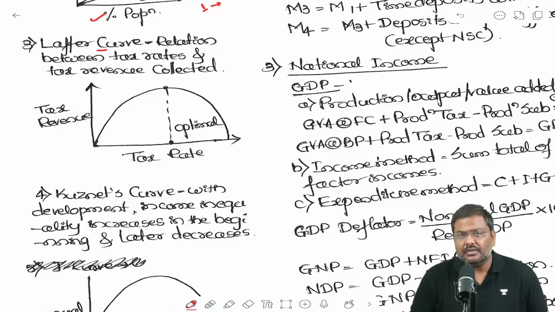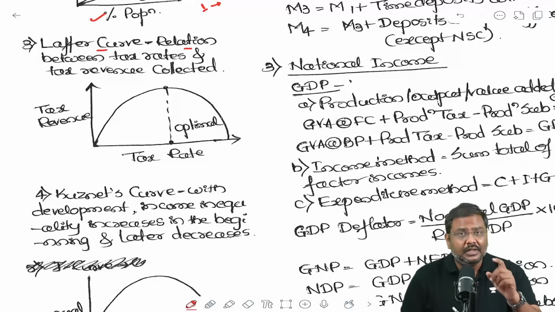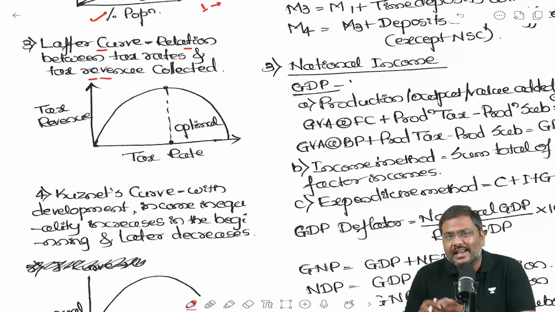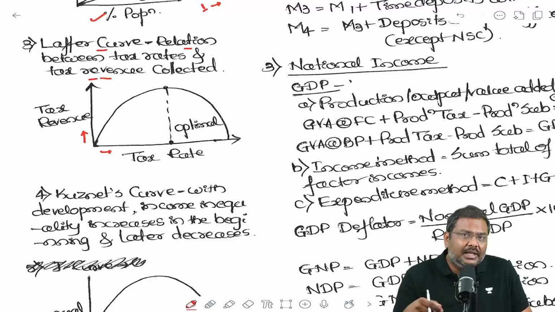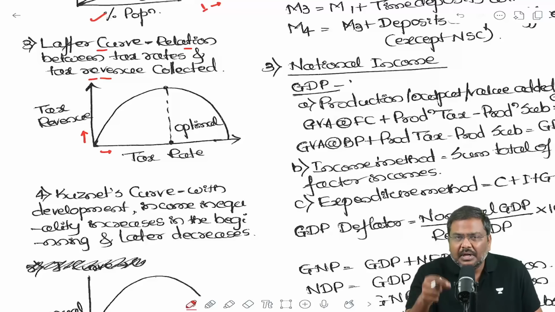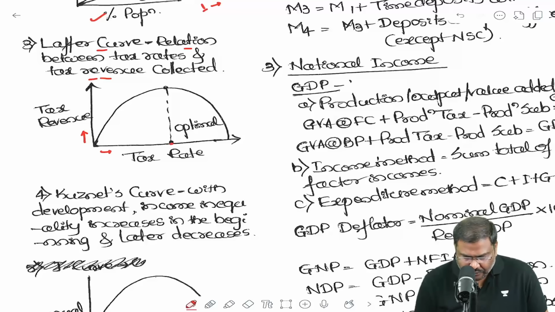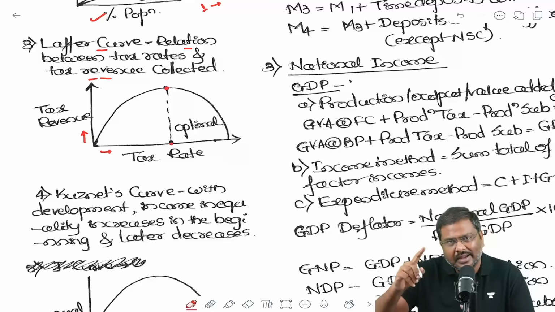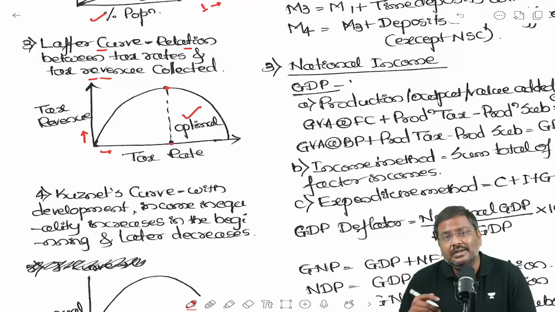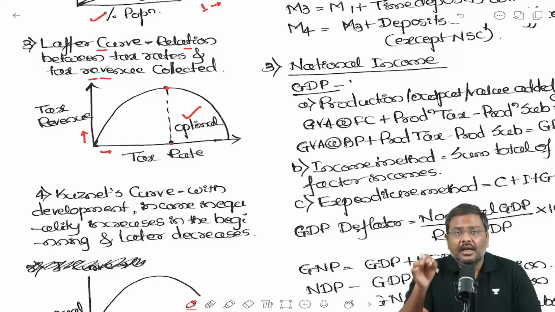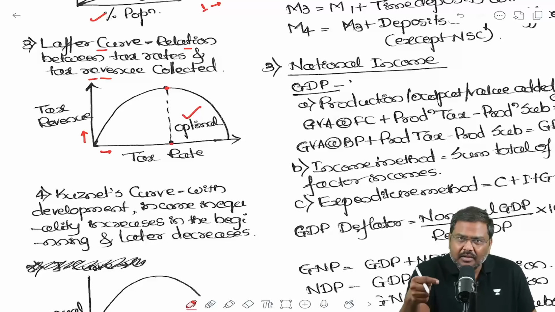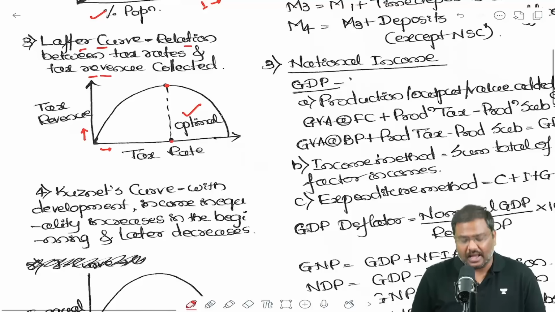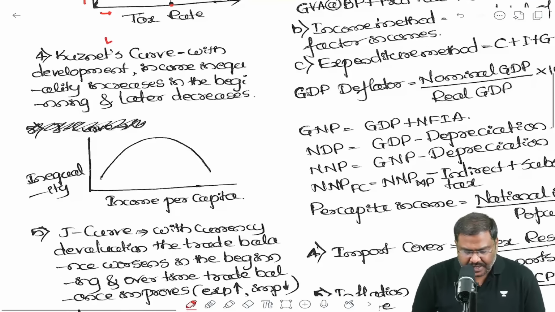Next one is the Laffer Curve. It provides a relationship between the tax rates and the tax receipts collected by the government. The basic idea is when the tax rates are increased, the tax revenue collected by the government also increases. But at one tax rate, the amount of taxes collected by the government will be the highest, and that is called the optimal tax rate. After this, if the government increases the tax rate, the receipts, rather than increasing, will keep on decreasing. That is the Laffer curve.